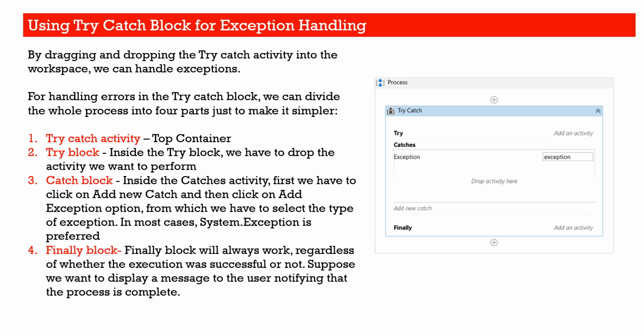And then we have a finally block, which will run regardless of whether the exception handling was successful or not. Suppose you want to display a message to the user notifying that the process is completed, then you should be able to put that into the finally block, right? So it will be executed regardless of the try and catch block exception handling steps. So that's how we need to do it.